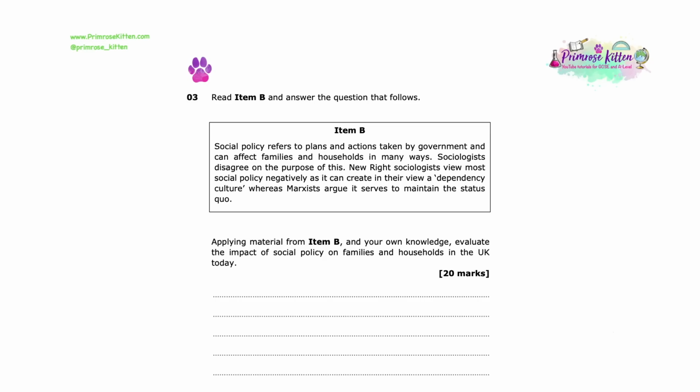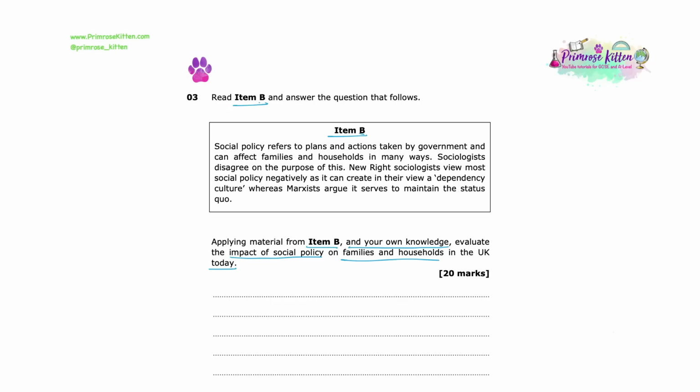Read item B and answer the question that follows. Item B. Social policy refers to plans and actions taken by government and can affect families and households in many ways. Sociologists disagree on the purpose of this. New right sociologists view most social policy negatively, as it can create, in their view, a dependency culture, whereas Marxists argue it serves to maintain the status quo. Applying material from item B and your own knowledge, evaluate the impact of social policy on families and households in the UK today. 20 marks.